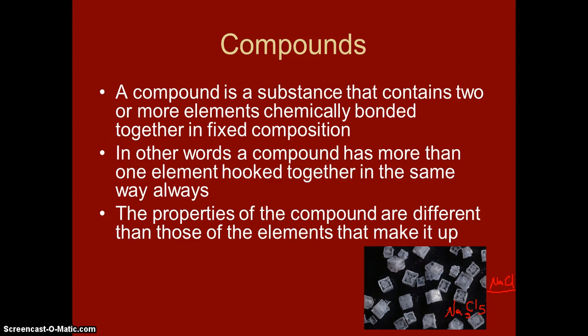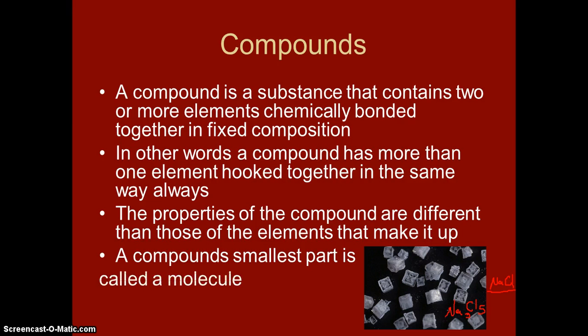Remember that the properties of compounds are different than those of the elements that make them up. Sodium is a silvery kind of metal. It's kind of soft. Chlorine is a noxious, awful, yellow, kind of palish green gas. You stick them together, you get salt. Kind of an essential thing. We need salt in our diet. Water is another great example. Hydrogen is flammable, oxygen supports burning, but water usually puts out fires. The smallest part of a compound, that one little repeating pattern, is called a molecule. Right?